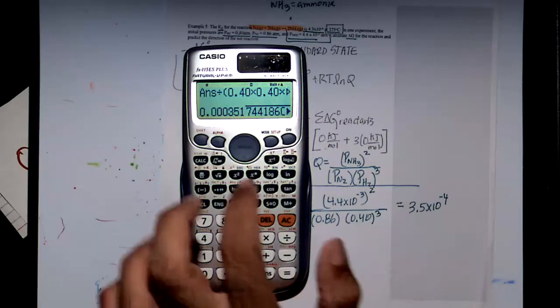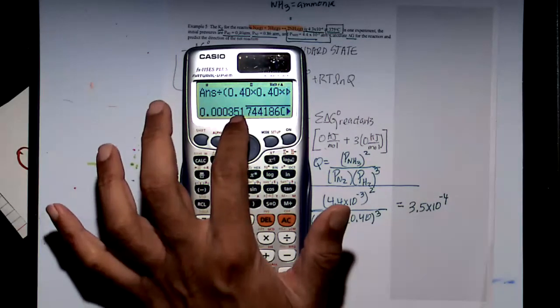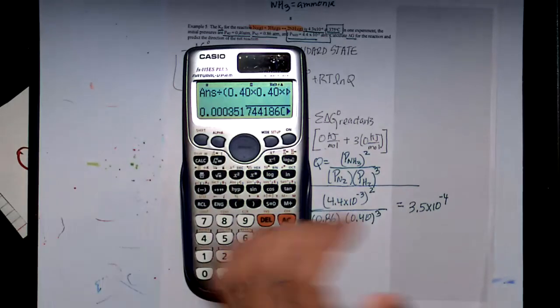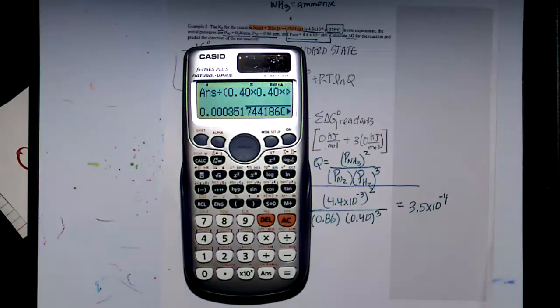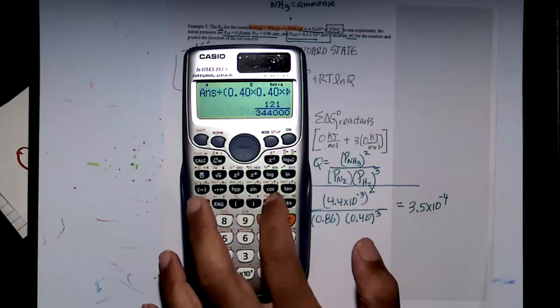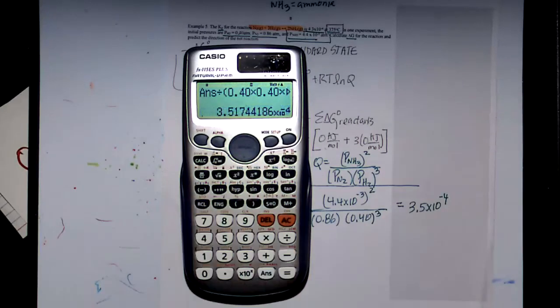Oh my God. 3.5 times 10 to the minus 4. 1, 2, 3. Yeah, 3.5, 1 times 10 to the minus 4. There's a way you can program it. Oh, here we go. There we go, yeah.